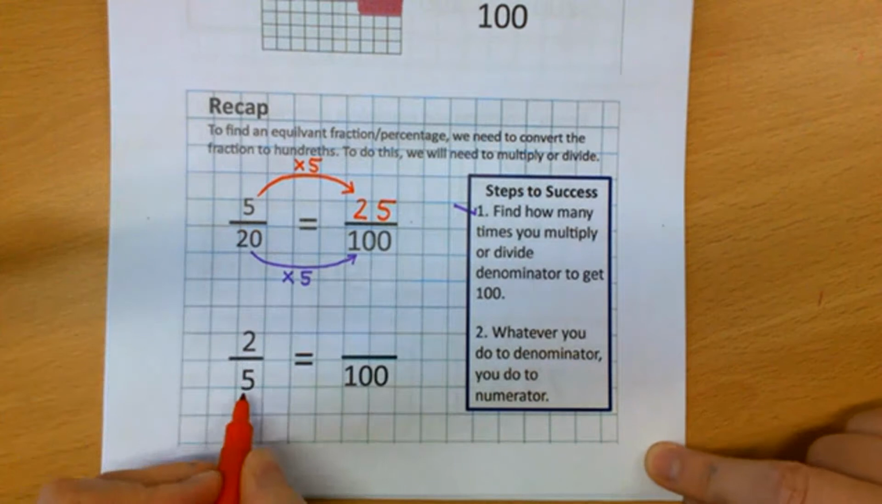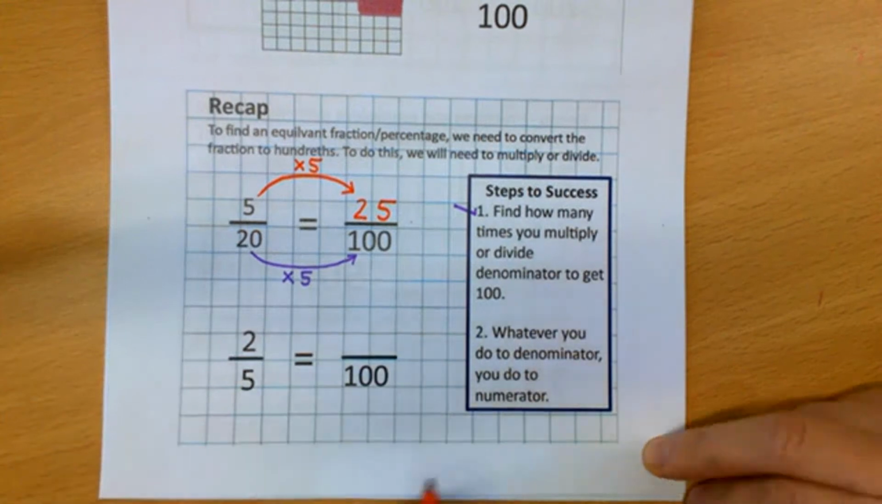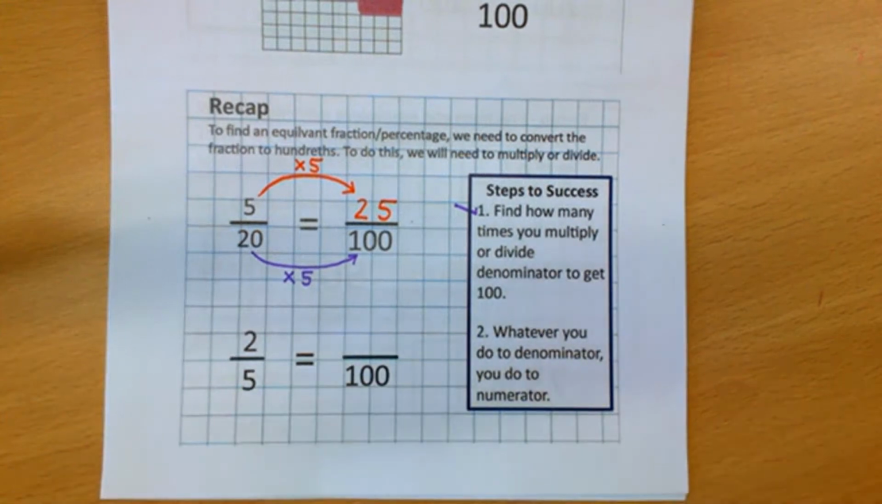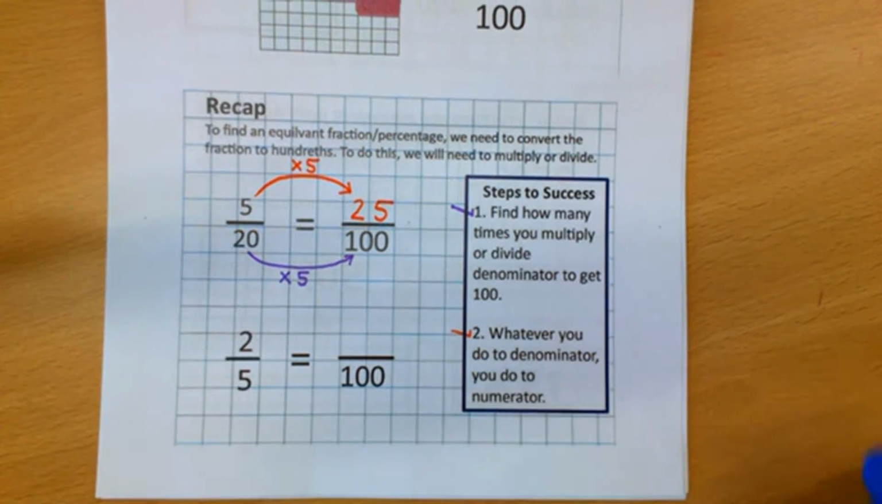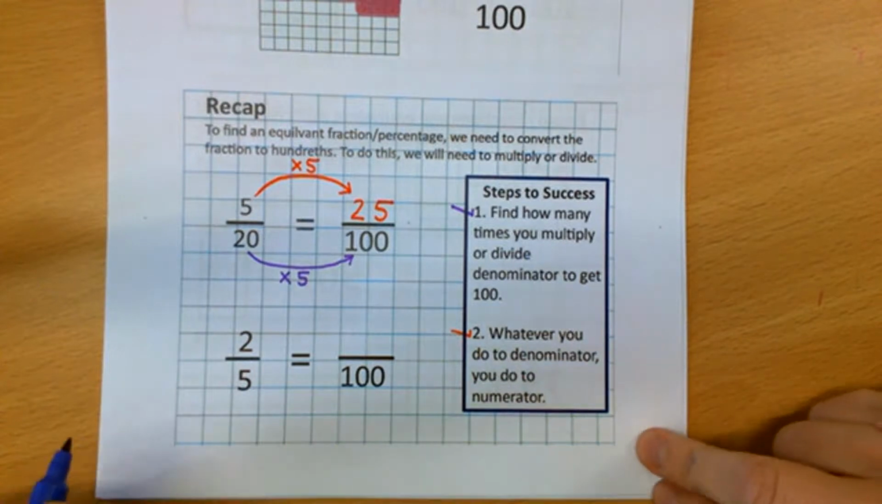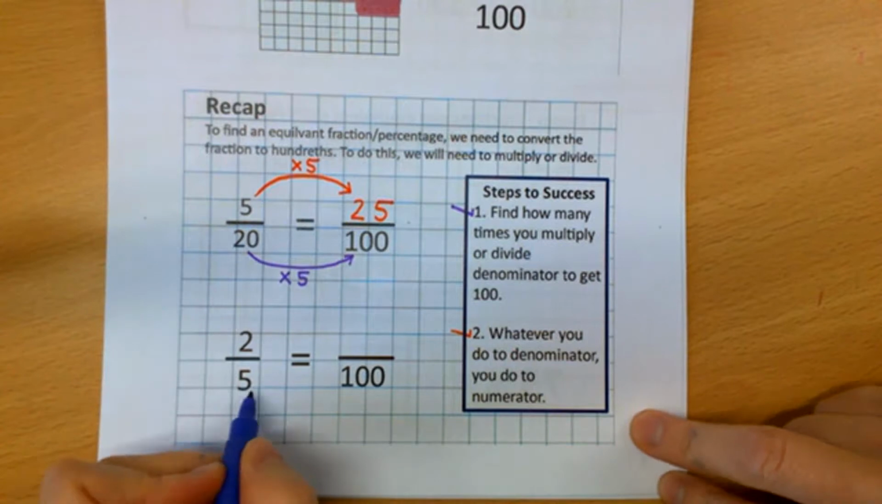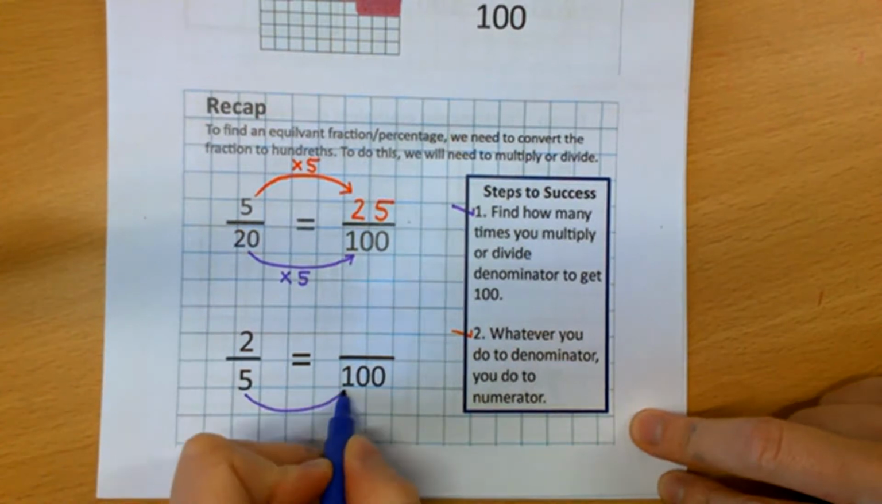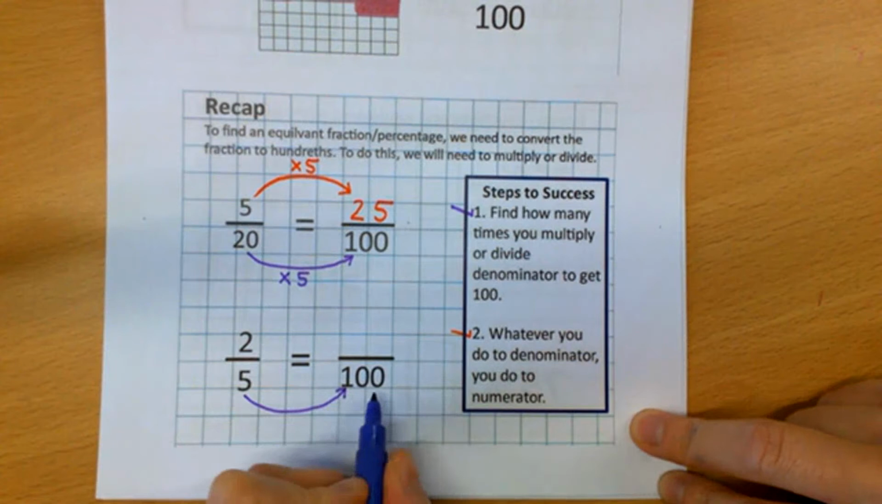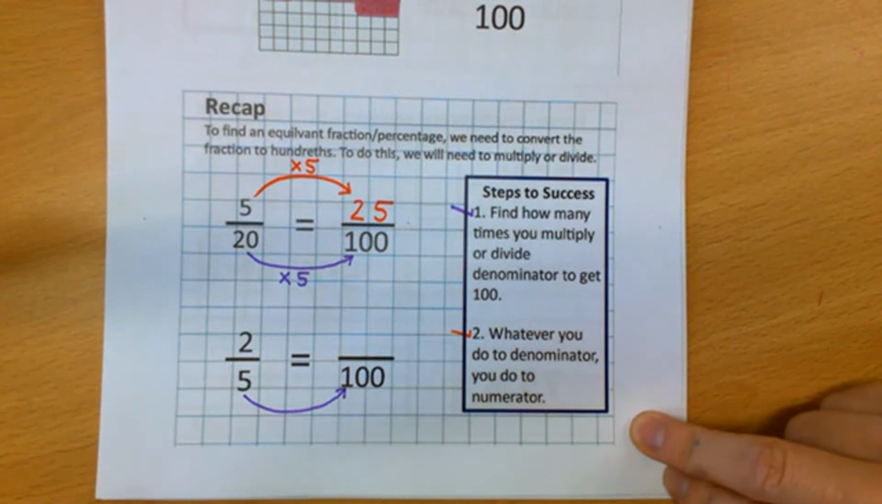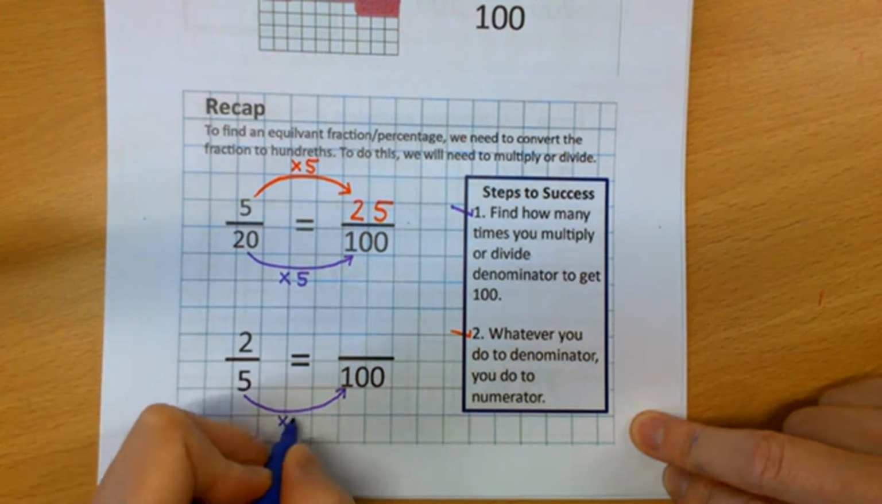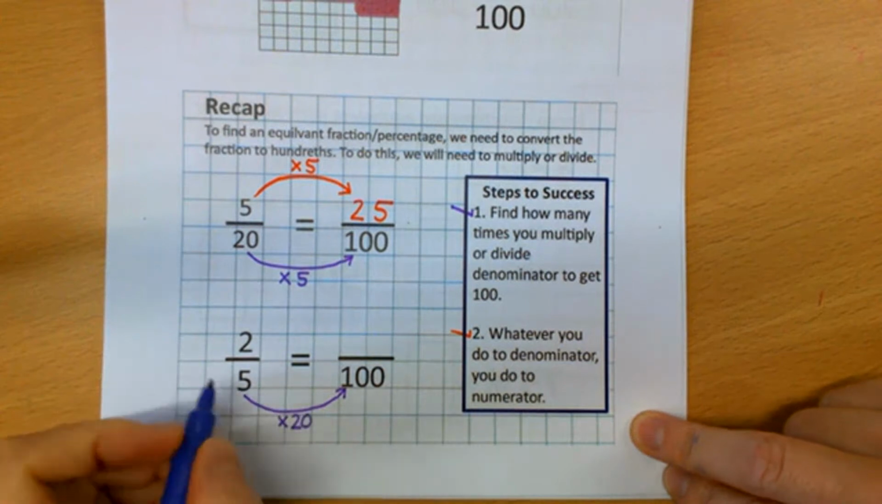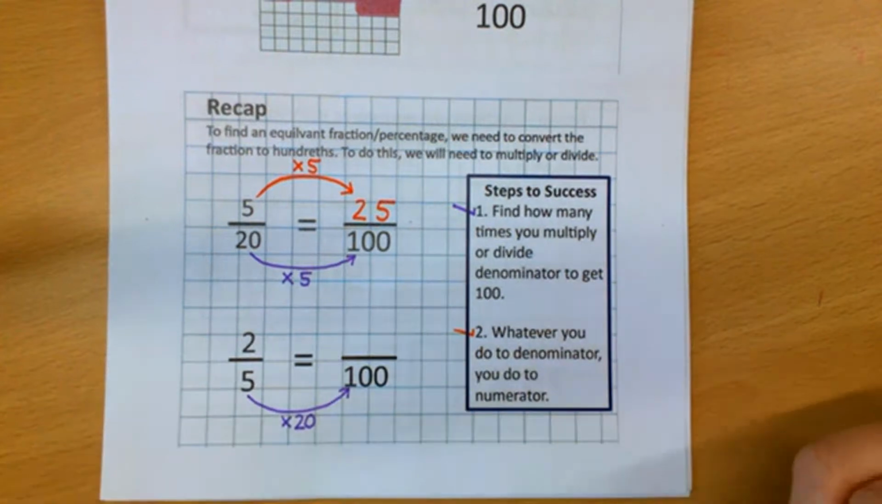Next, 2/5 equals how many hundredths? Can you read out the first step for me? Good. So what must I do to 5 to get 100? Can you tell me? Excellent. We've got to multiply that by 20. We're multiplying 5 by 20.